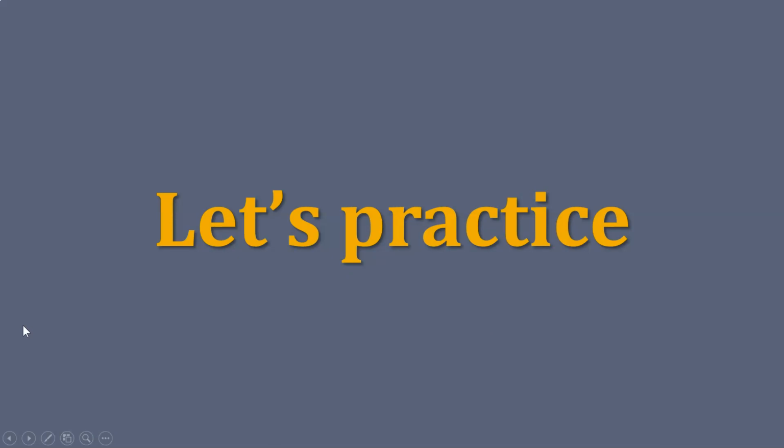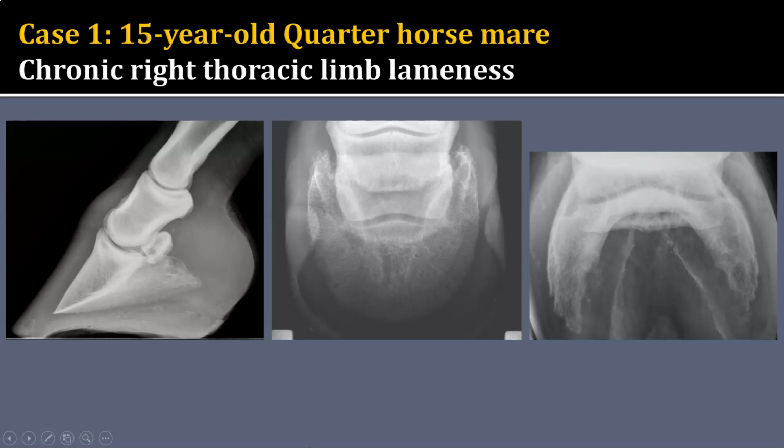All right, I'm going to finish out this presentation with doing some practice cases. And again, just looking at more cases and getting lots of practice is going to be what's really important to your feeling comfortable looking at radiographs. So case number 1 is a 15-year-old quarter horse mare who has chronic right thoracic limb lameness.